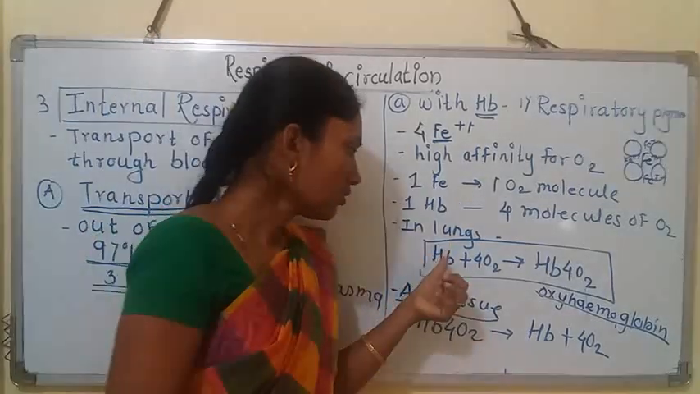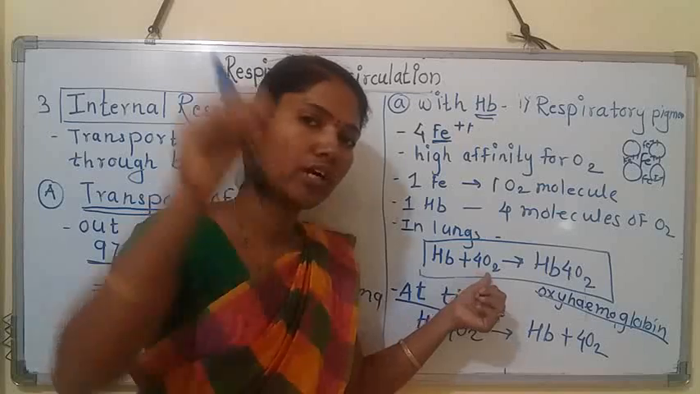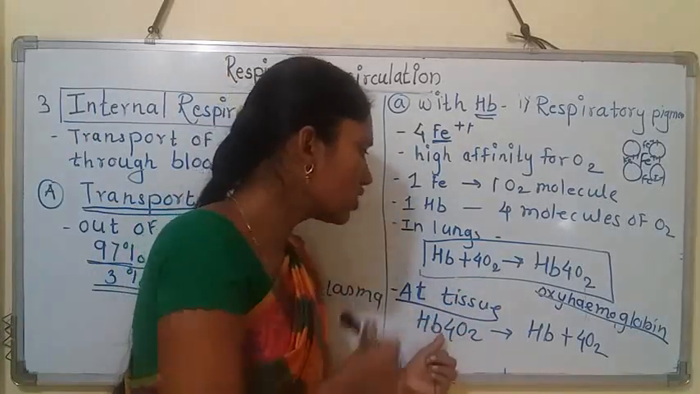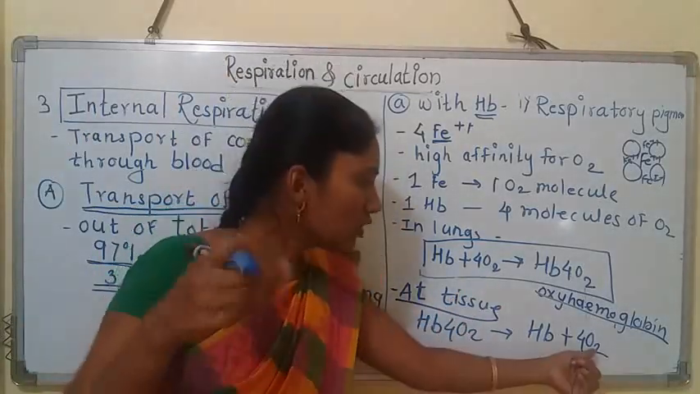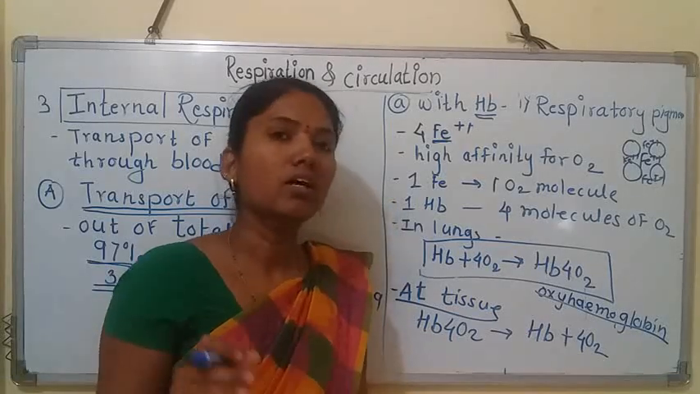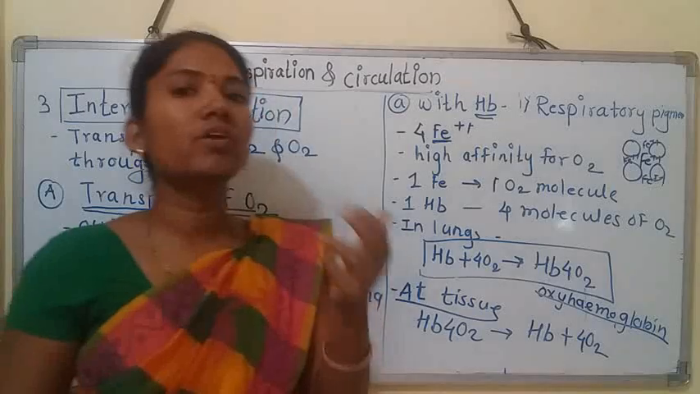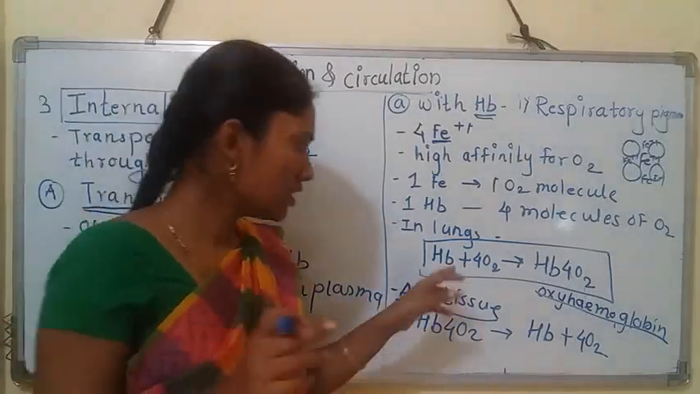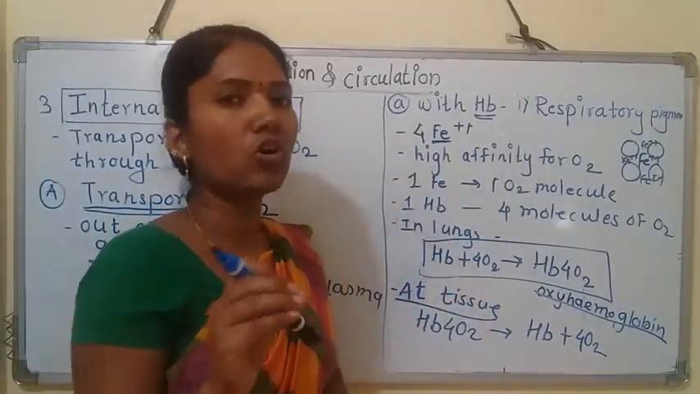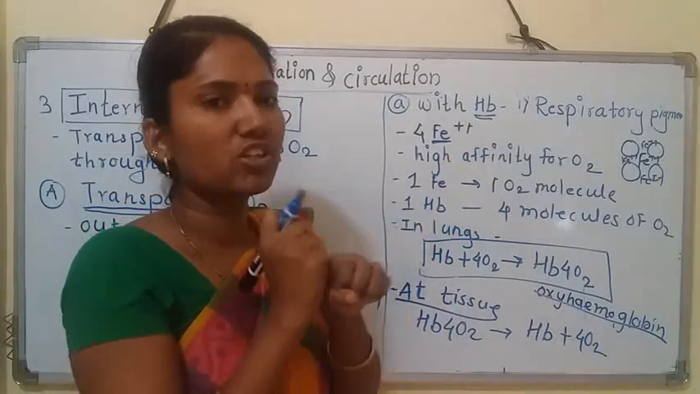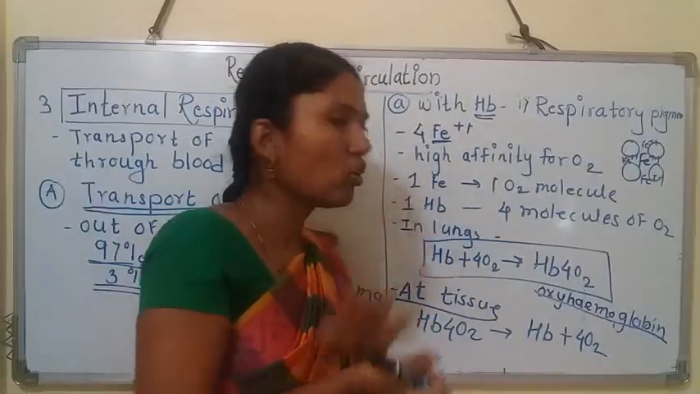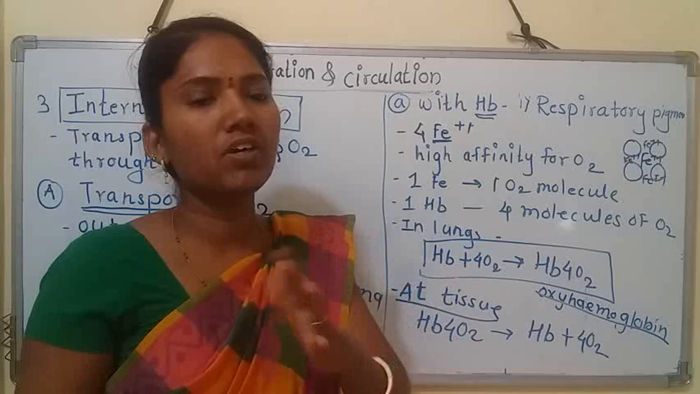So hemoglobin should bind to the oxygen at lung level and it should dissociate at tissue level and release the oxygen molecule inside the cell. So how does this happen? This happens because of various factors. This hemoglobin molecule has strong affinity for oxygen, but this binding of hemoglobin and oxygen is affected by various factors.